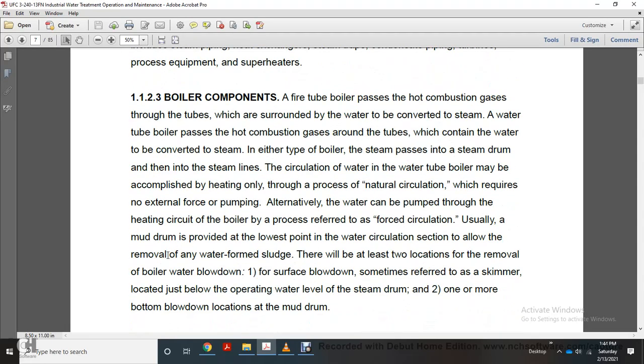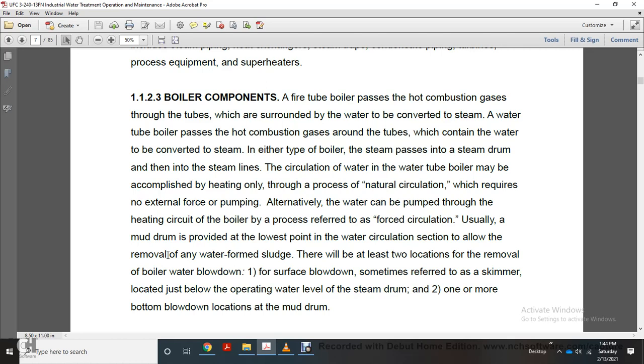Boiler components. The fire tube boiler passes the hot combustion gas through the tubes, with the water surrounding them converted to steam. The water tube boiler passes the hot combustion gas around the tubes, which contain the water to be converted into steam. In either type of boiler, the steam passes into the steam drum, with the ends of the steam lines.